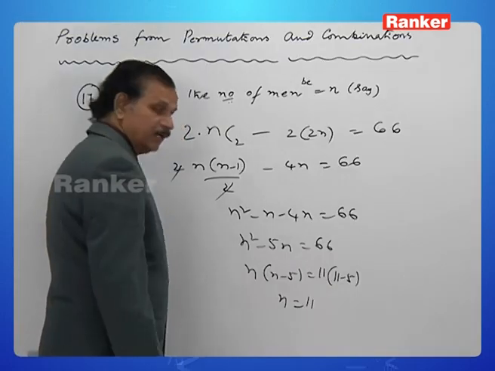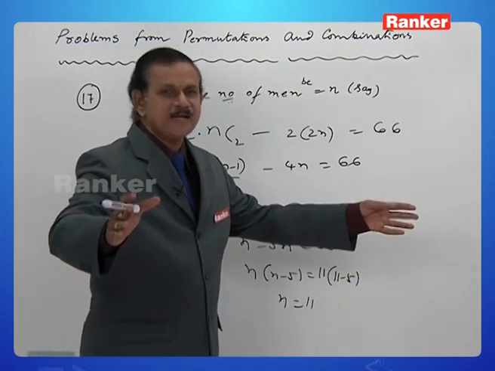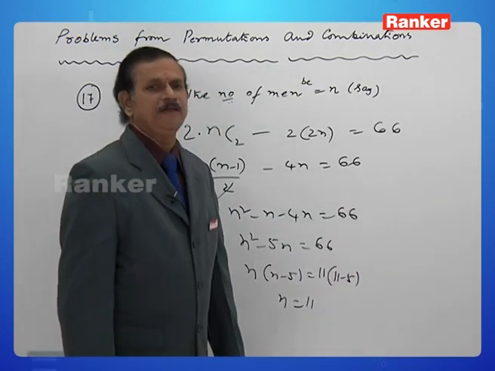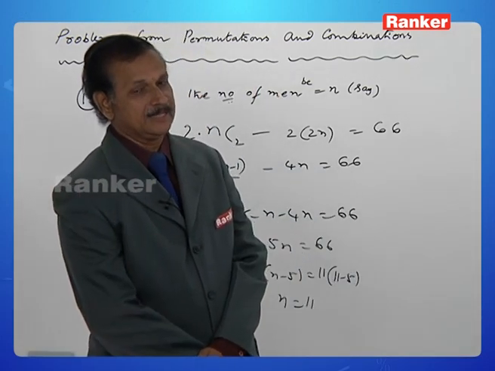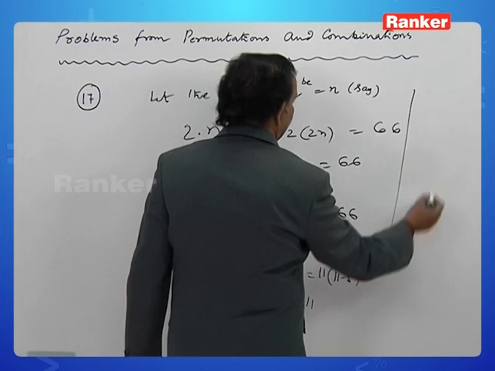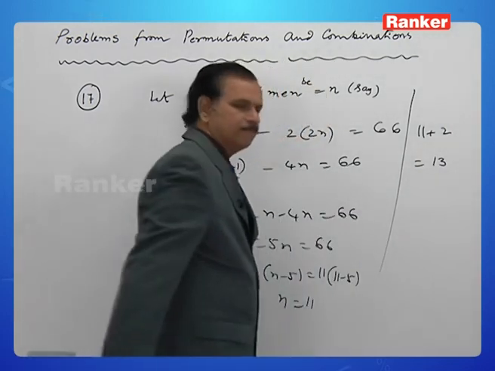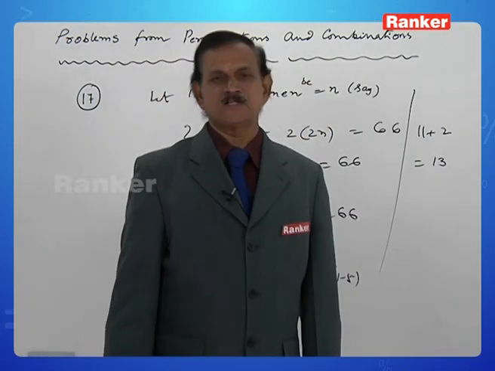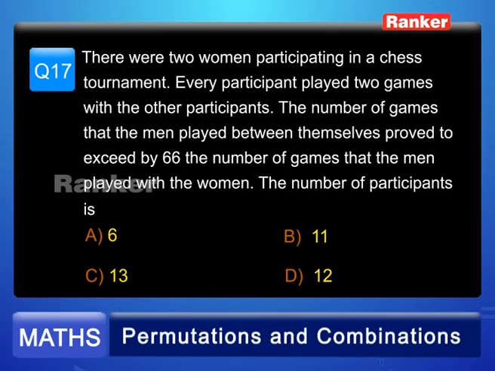By simple observation, you will be in a position to say that n is equal to 11. Isn't it? Therefore, what is the total number of men participants in the tournament? 11. But we are not supposed to find the number of men; we are supposed to find the total number of participants in the tournament. There are 11 men and 2 women. Therefore, the total number is the number of men plus the number of women. How many are they in number? 13. Therefore, among the available options, option C is the correct answer. That is 13.